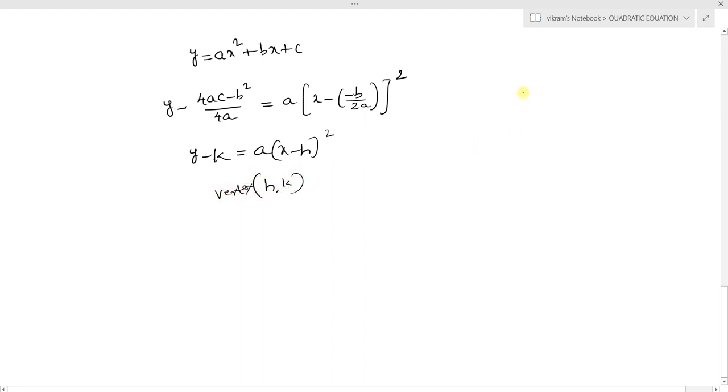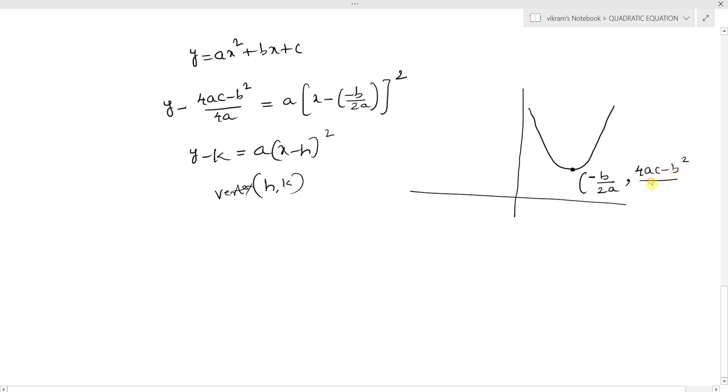So now the given ax square plus bx plus c is shifted to a new vertex. What is that vertex? h is nothing but minus b by 2a, and k is (4ac minus b square) by 4a, and this is obtained when it is an upward showing parabola. If a is greater than 0, we obtain this condition for the quadratic expression.